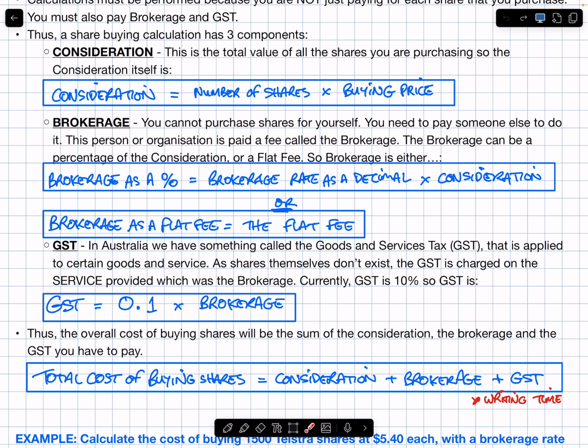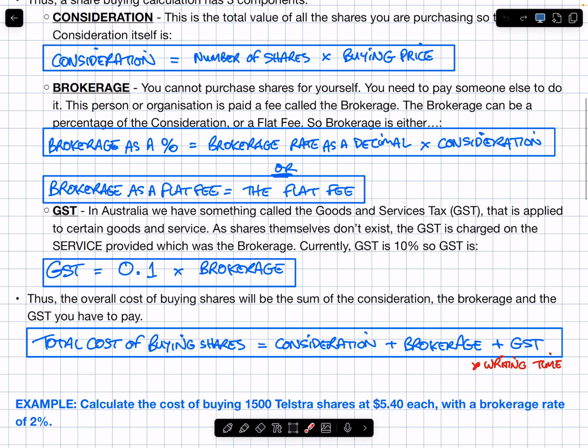0.1%, 0.1, which is 10% as a decimal, and then I times it by the brokerage. Please don't make the mistake. I've had people times it by the consideration. The consideration wasn't a service. The brokerage was. The government takes 10% of the brokerage.